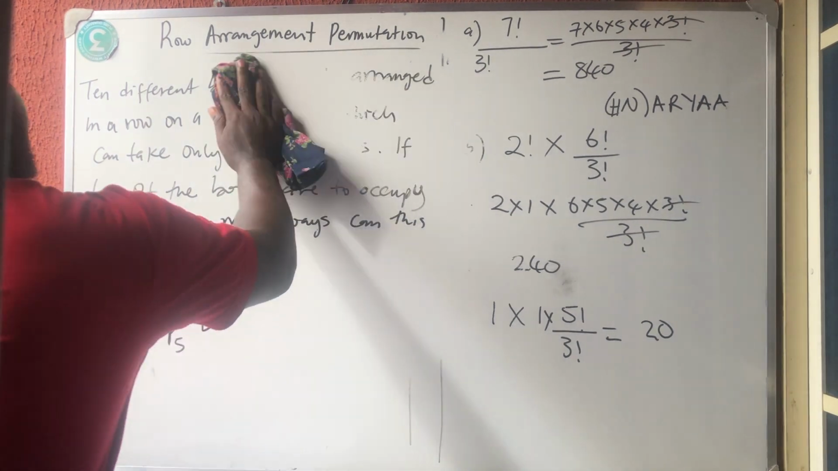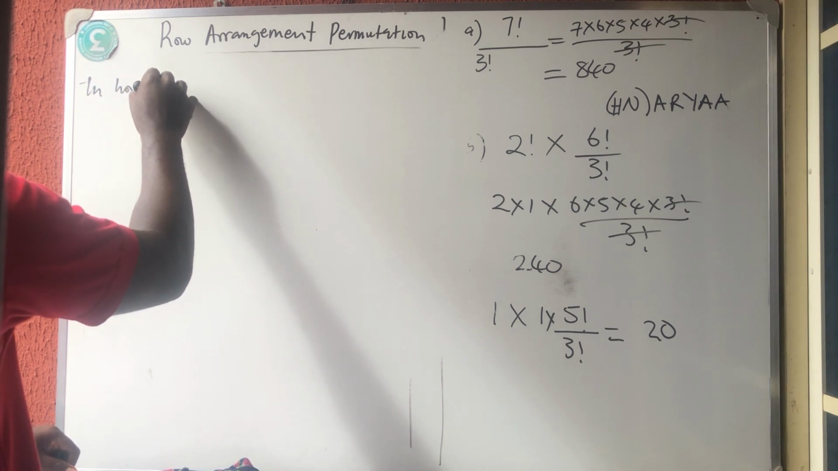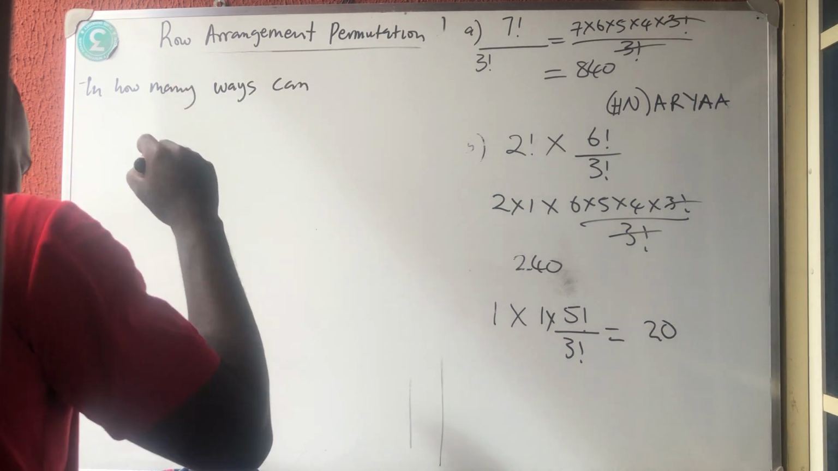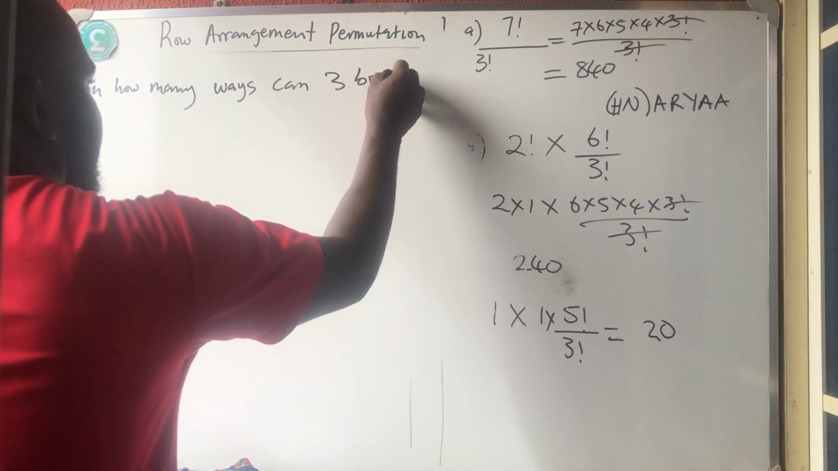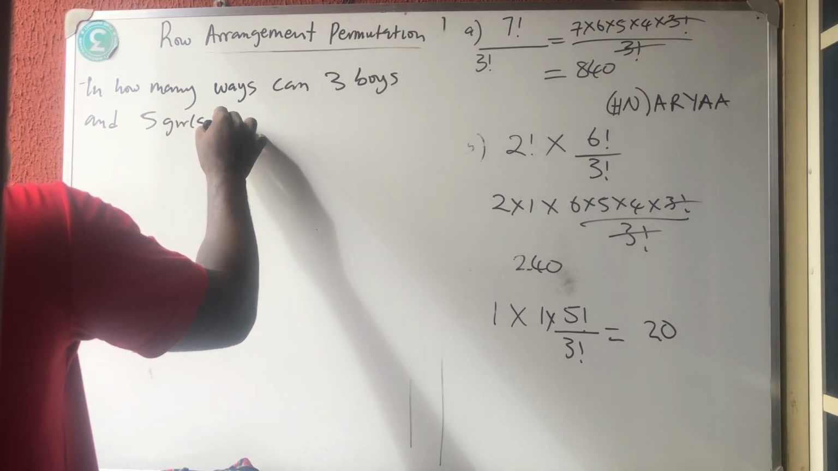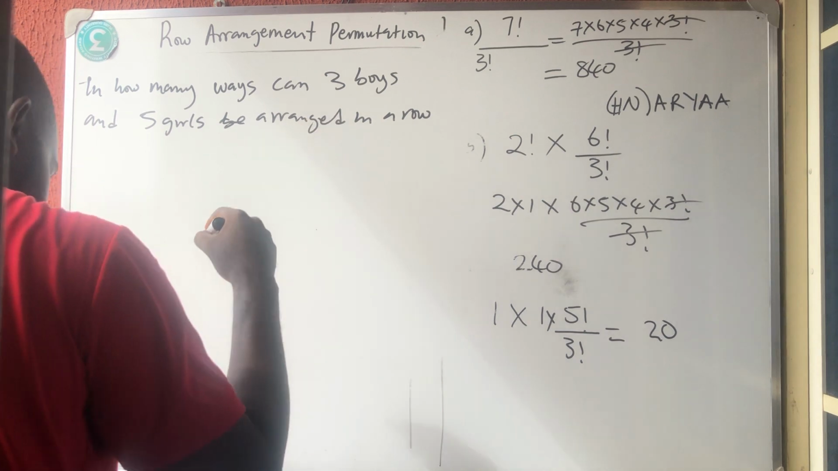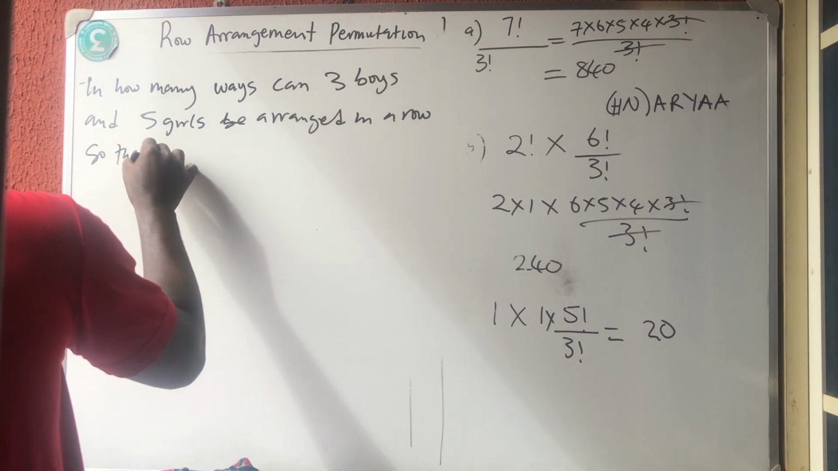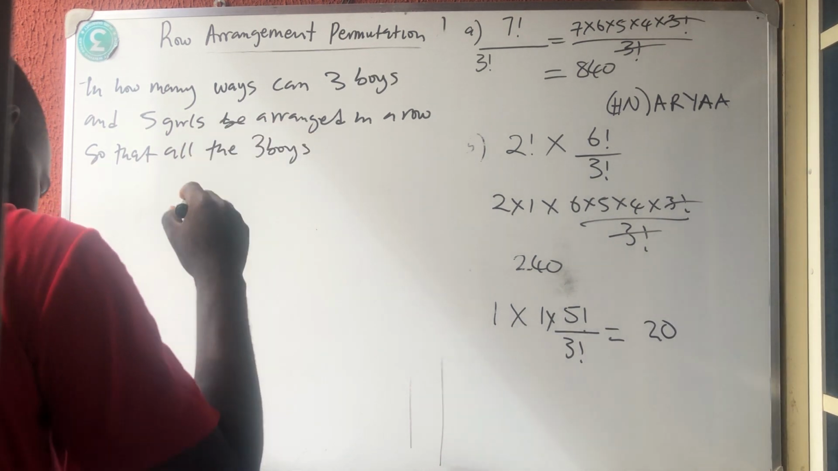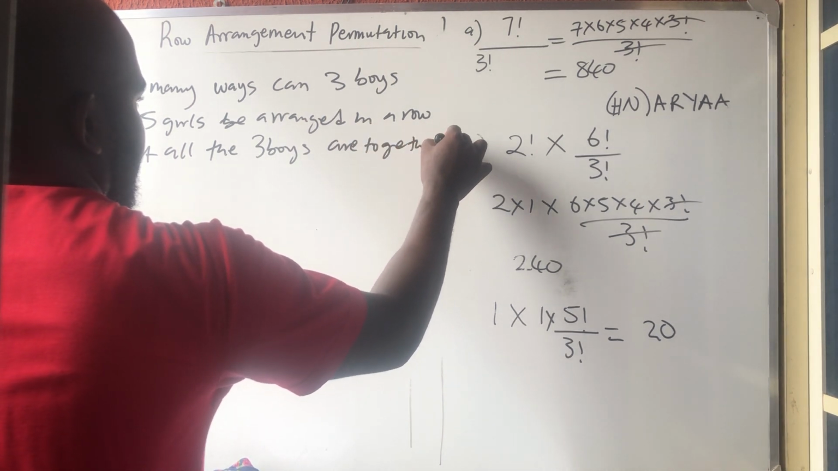The next question. This one said, in how many ways can 3 boys and 5 girls be arranged in a row so that all the 3 boys' seats are together? Solution.